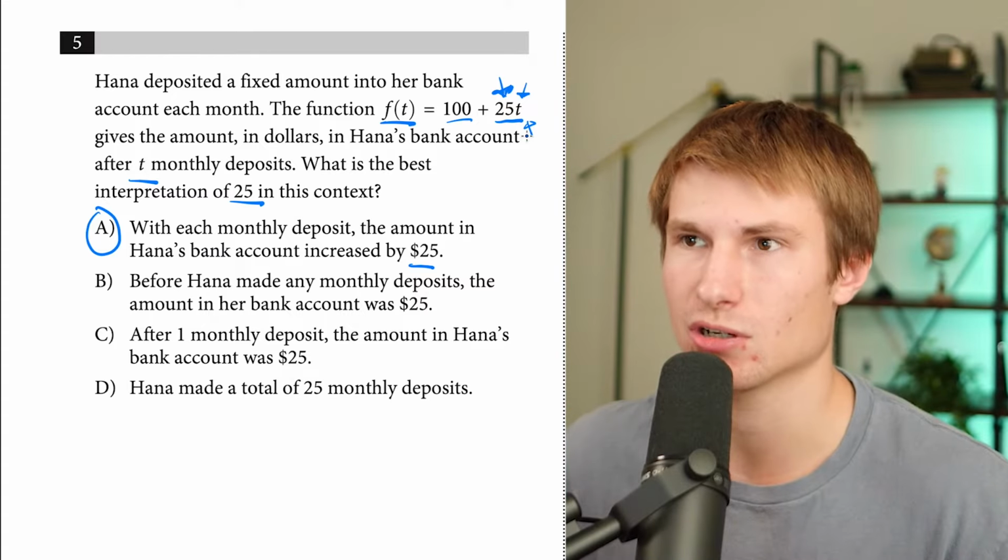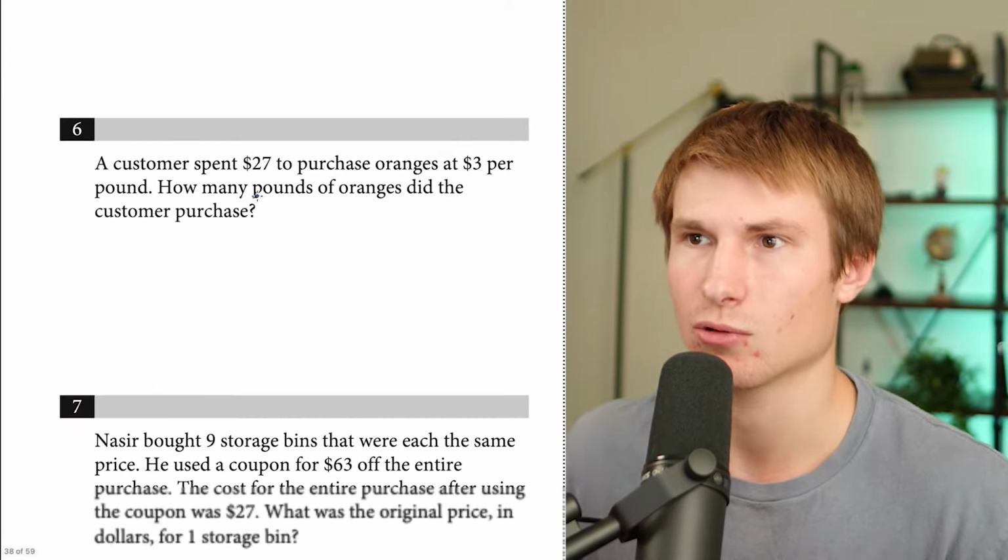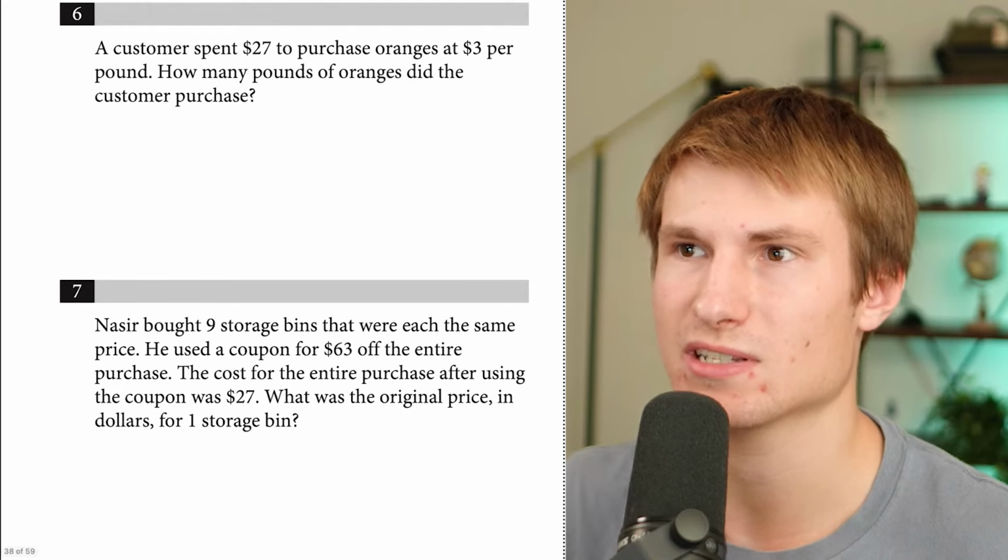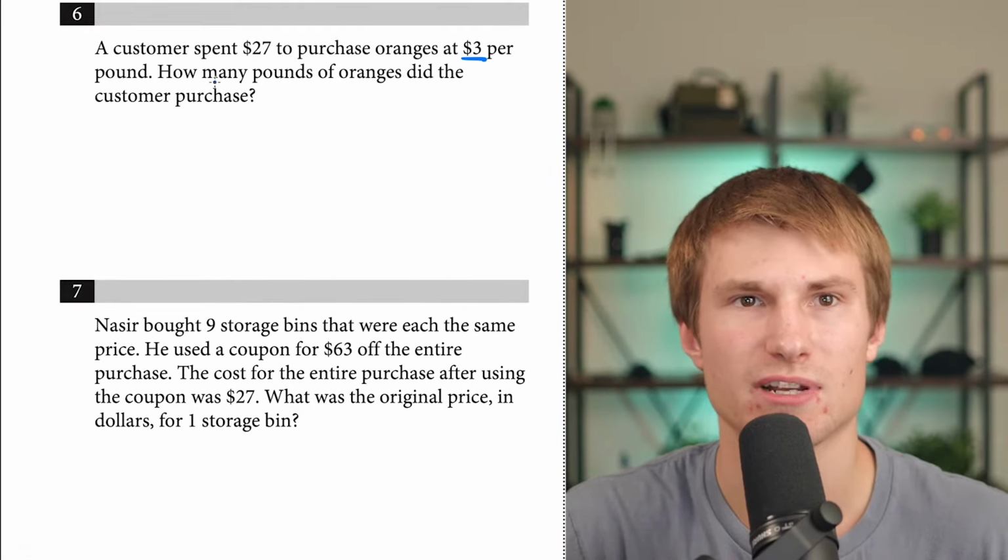Moving on to question number 6 now. Question number 6: a customer spent $27 to purchase oranges at $3 per pound.